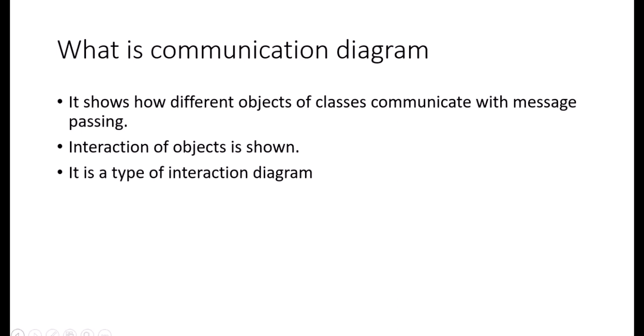When we compare it with the sequence diagram, the sequence diagram shows the message passing or the interaction among the classes, the generic classes, rather than specific objects. So here we consider the specific objects rather than the whole class. Interaction of objects is shown in the communication diagram. It is also a type of interaction diagram, like the sequence diagram.